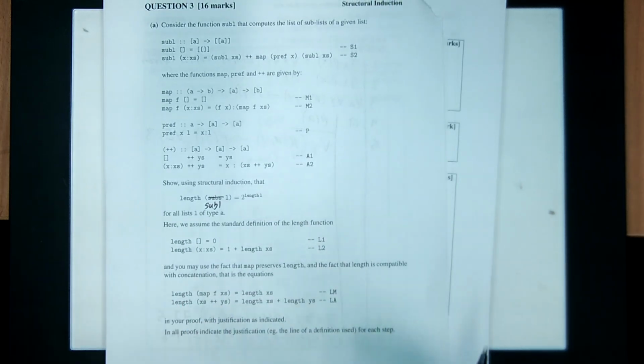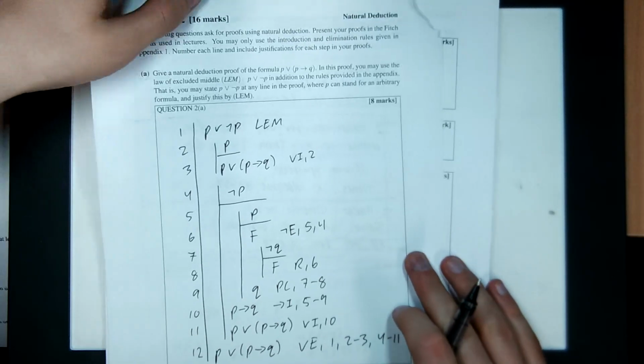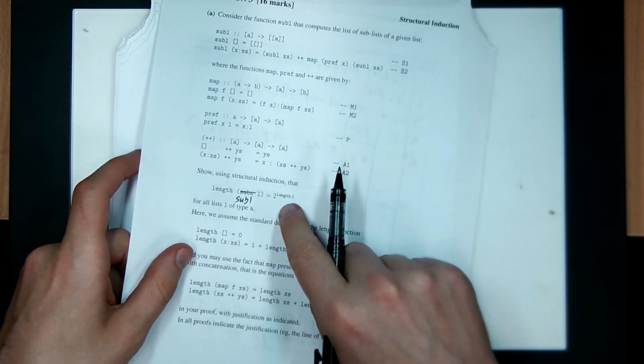I can't really fit both things here, so I would recommend while you're watching this video, keep this piece of paper handy next to you, because I'm not going to look at it ever again. Whoopsies, that's the wrong piece of paper. Here we go. Okay, so what have we proven? We've proven length of subl L is 2 to the length L for all lists L.